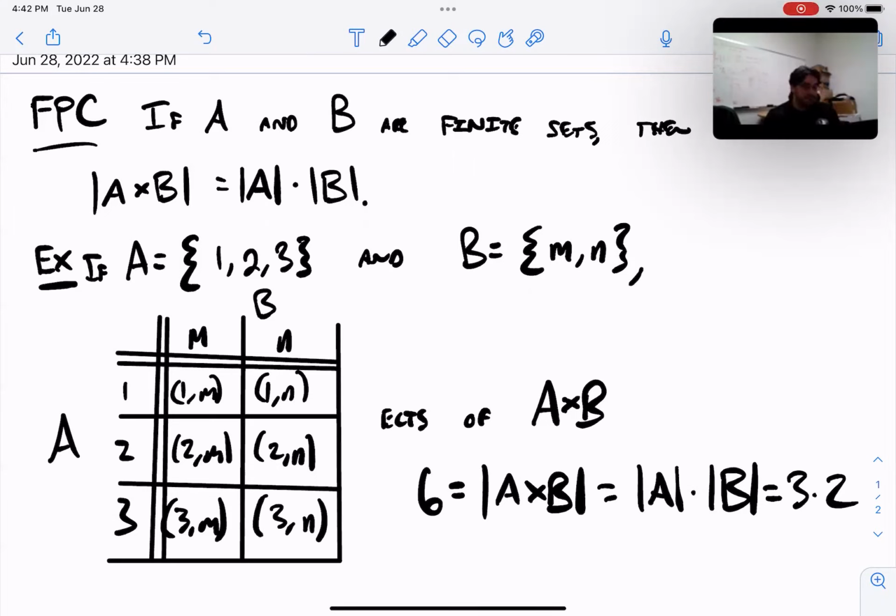So there we're just saying, you have a number of rows and a number of columns. When you make all the cells, how many cells are in that table? Well, it's the number of rows times the number of columns. That is all this is saying, written in our set theory notation. So this is one example of that.